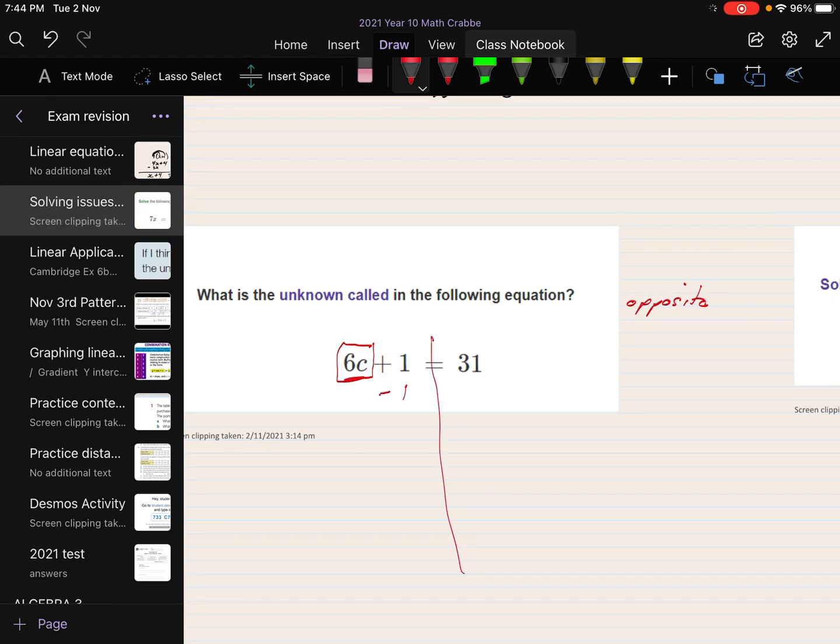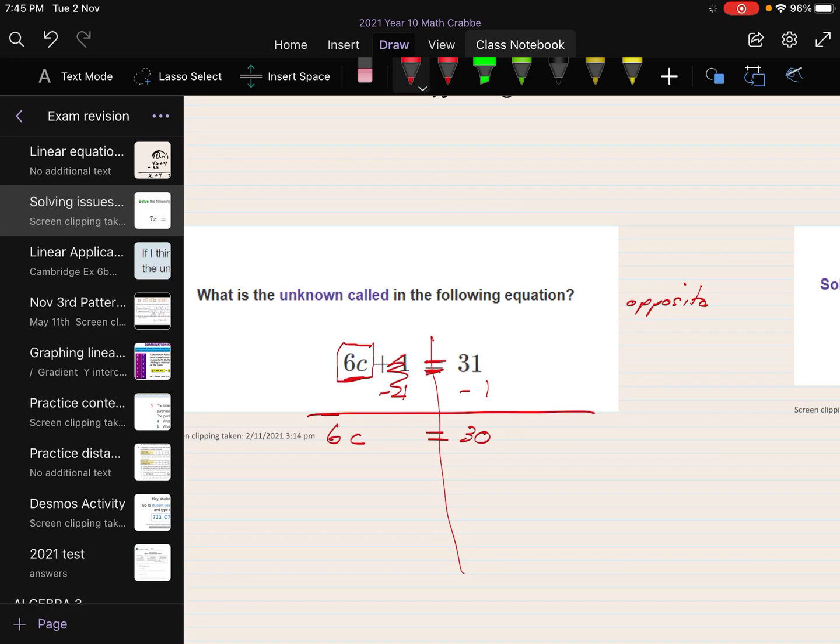Now, whatever I do to one side, I must do to the other, because an equation is an equal sign in between, and we have to keep a balance. So if I go minus 1 over here to get rid of it, I have to go minus 1 over here. And I usually draw a line to show what's going to happen now that I've minus 1 from both sides. So when I minus 1 from both sides, this plus 1 and the minus 1 go away. And then that leaves me with 6c equals, and whatever 31 minus 1 is, which is 30.